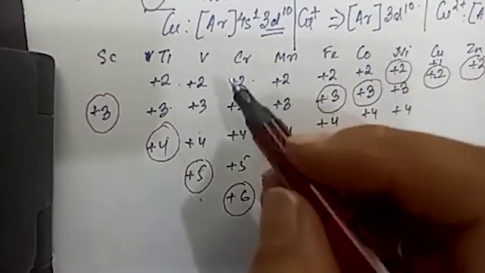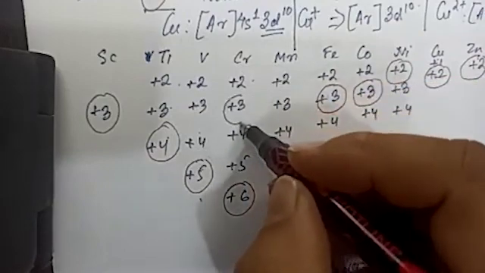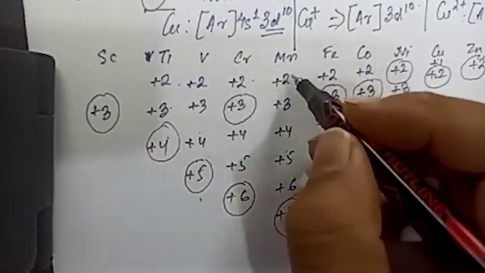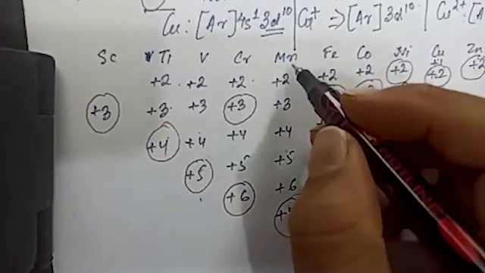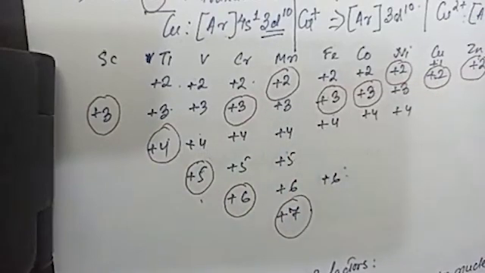Other than this, chromium +3 is very stable. Manganese +2 is very stable. So these are some of the most stable oxidation states.